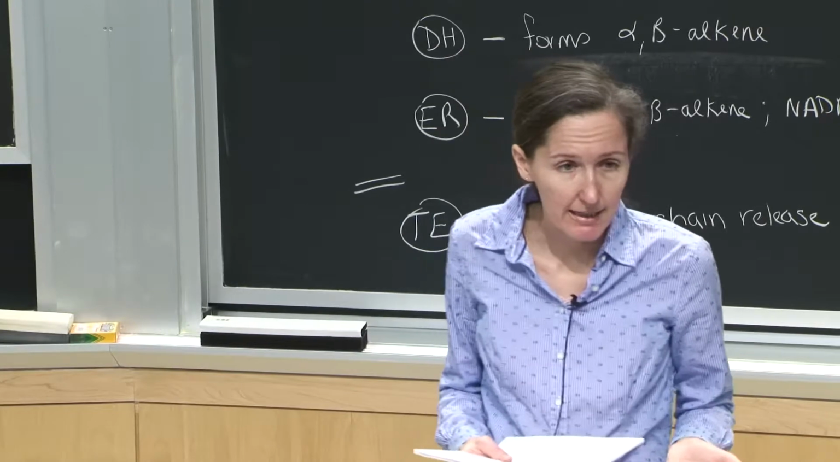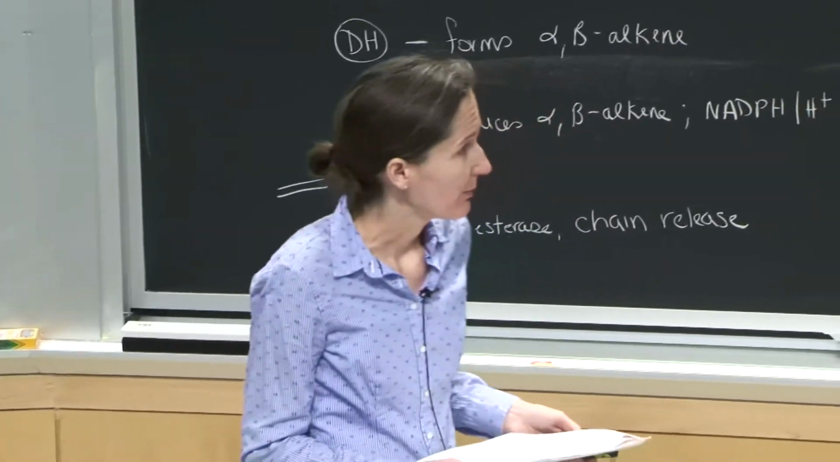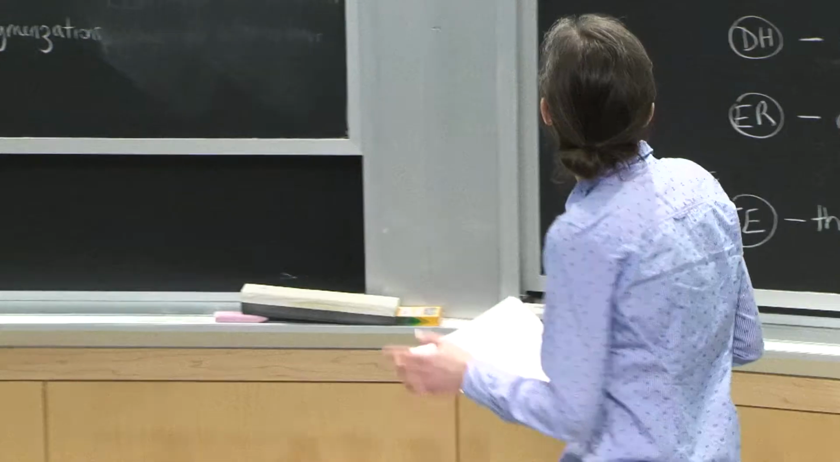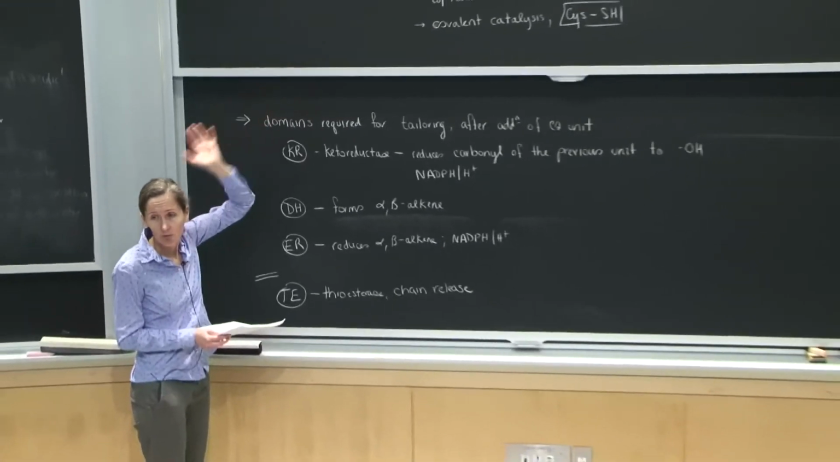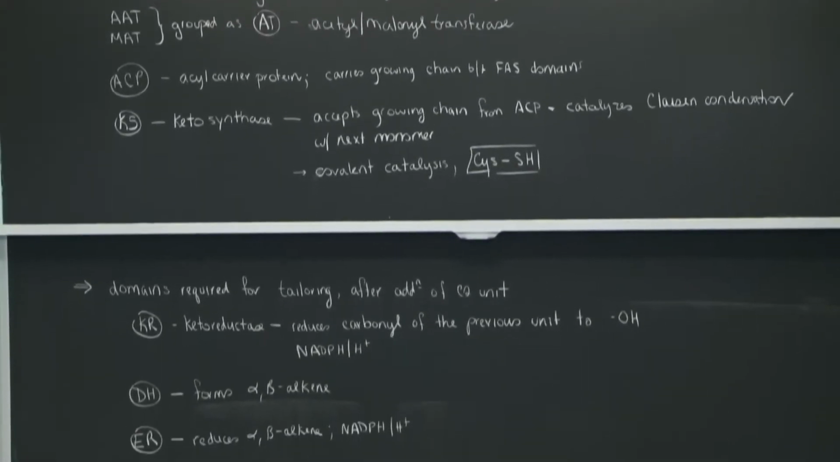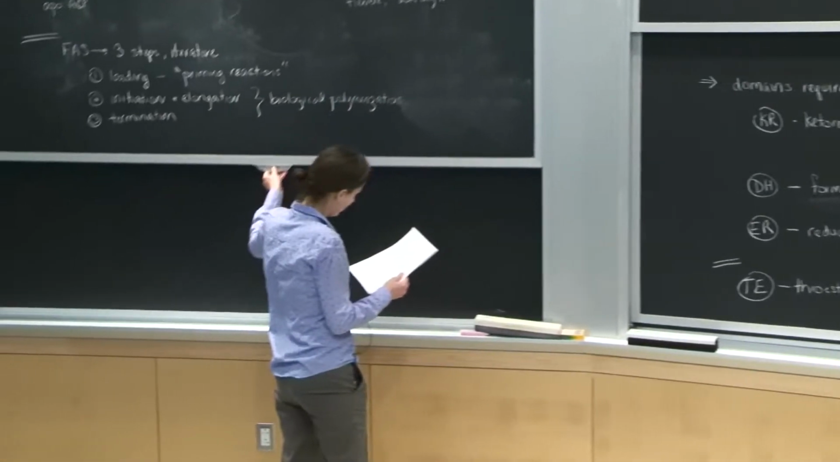So what are the core domains of the PKS? They're similar to those of FAS, and we'll just focus on the PKS side of this table. This is a helpful table when reviewing both types of assembly lines. The core means that every module, which I'll define in a moment, contains these domains. So we see that there's a ketosynthase, an acyl transferase, and a thiolation domain. This thiolation domain is the same as the acyl carrier protein. There's different terminology used, and within the notes I have some pages that are dedicated to these terminologies.